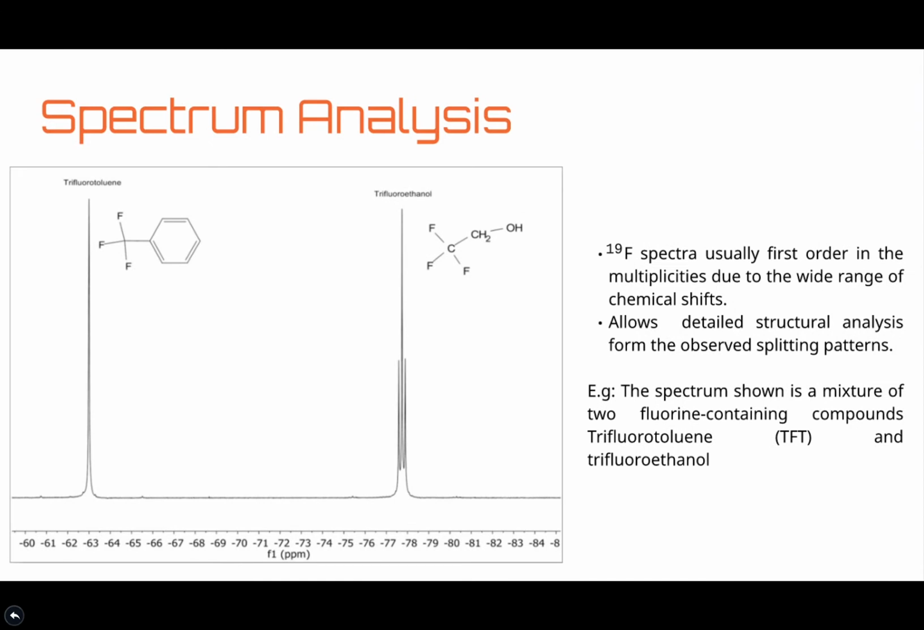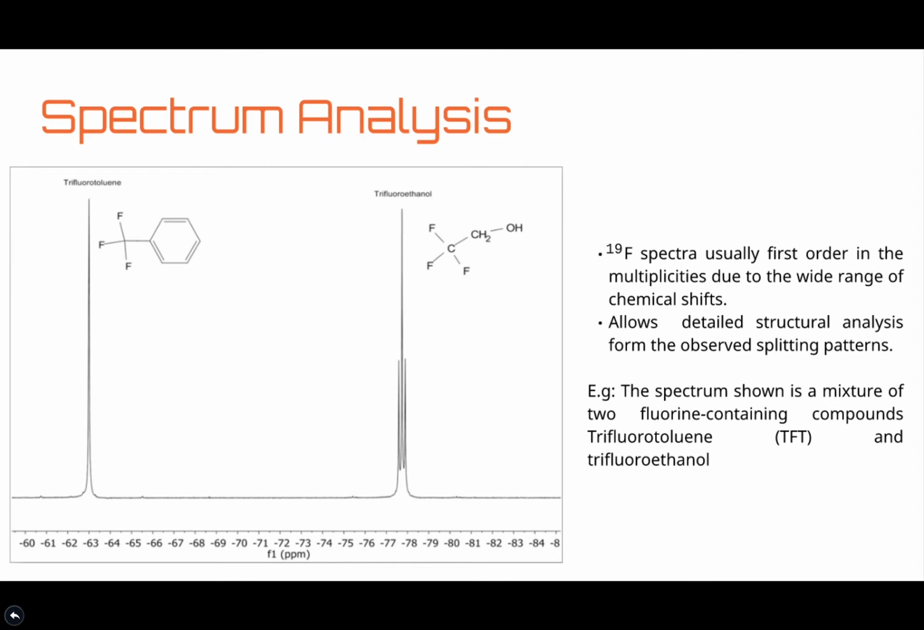Fluorine-19 spectra are usually first order in the multiplicities due to the wide range of chemical shifts. For example, the spectrum shown is a mixture of 2 fluorine-containing compounds, 3-fluorotoluene (TFT) and 3-fluoroethanol. The fluorine-19 spectrum of TFT appears as a strong single peak with chemical shift minus 63.72 ppm. Structure consists of 3 equivalent F nuclei.